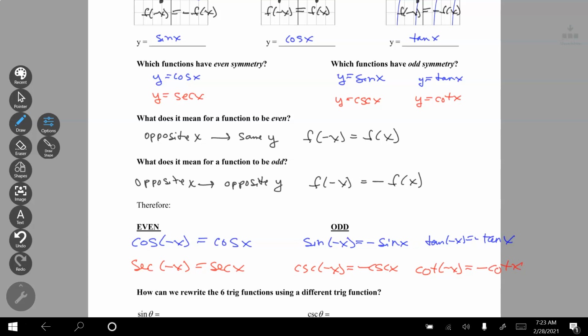cotangent of x. So for the odd ones, sine and tangent, cosecant and cotangent, the negative input of negative x gives you the opposite result. And for cosine and secant, the even ones, the input of negative x gives you the same result.